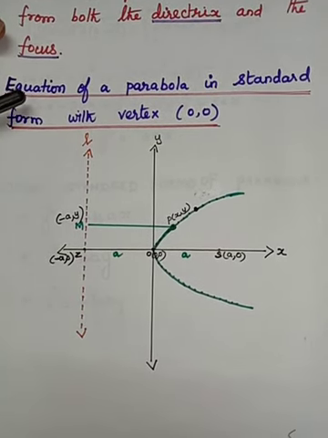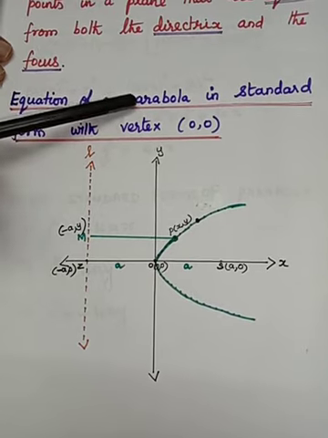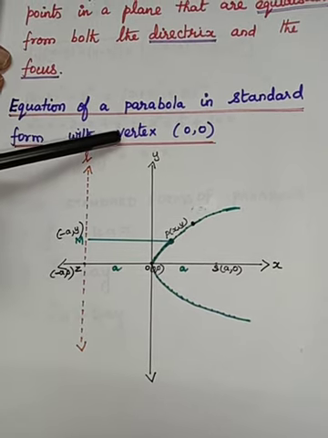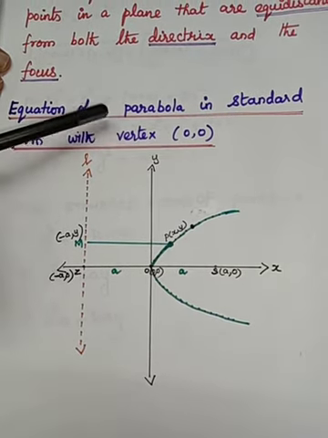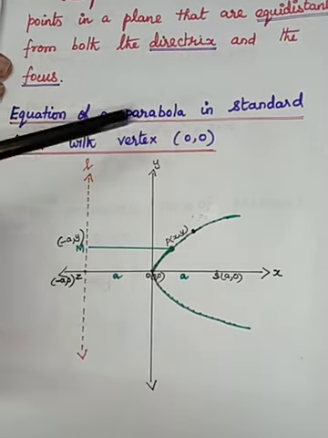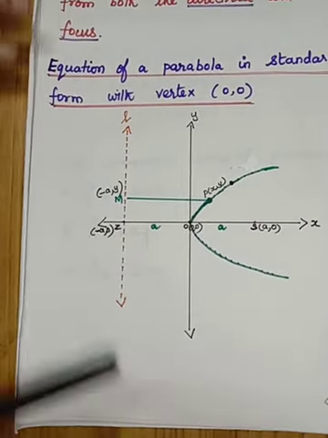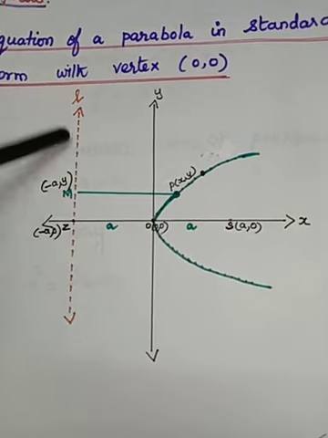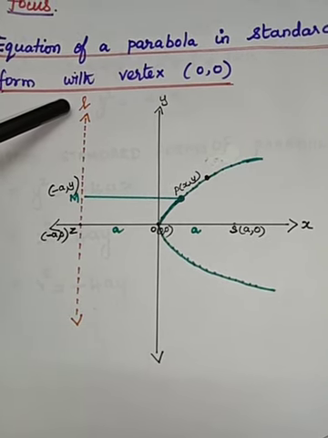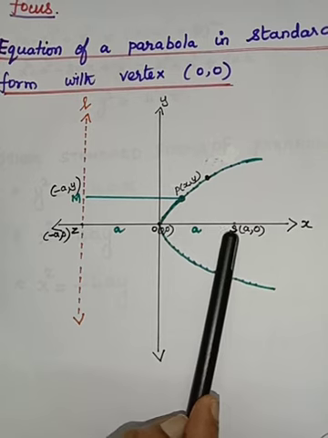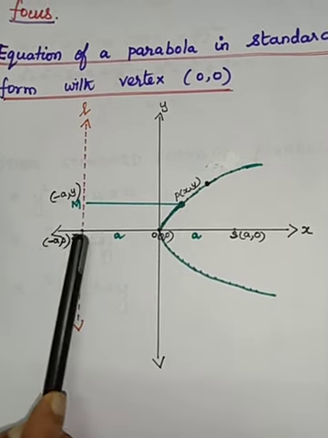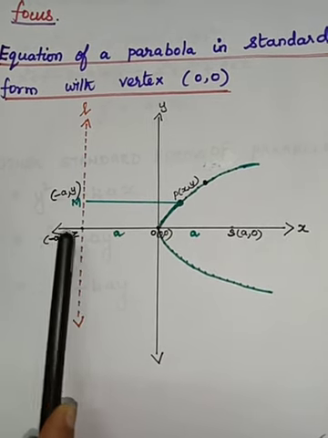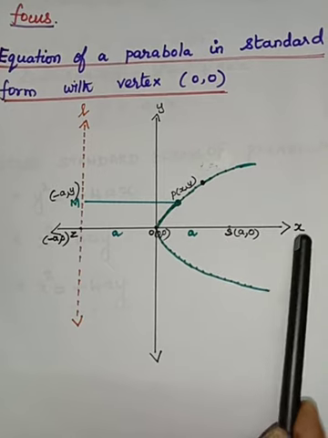Now we are going to see the equation of the parabola in standard form with the vertex 0, 0. If the vertex of the parabola is 0, 0, we are going to obtain the equation of the parabola in the standard form. We know that the fixed point is called the focus and the fixed line is called the directrix. From the focus, we draw the perpendicular line to the directrix, SZ, and produce this SZ as the x-axis.